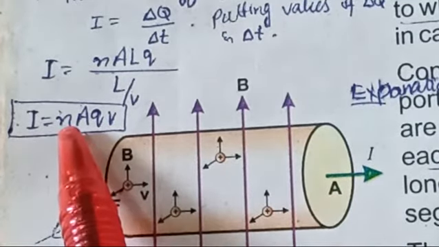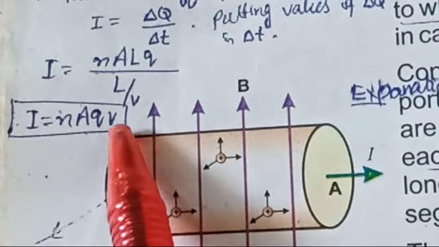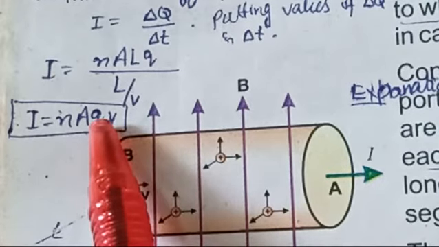And what is N? Total number of charges. A is area, V is speed, and Q is charge, right?